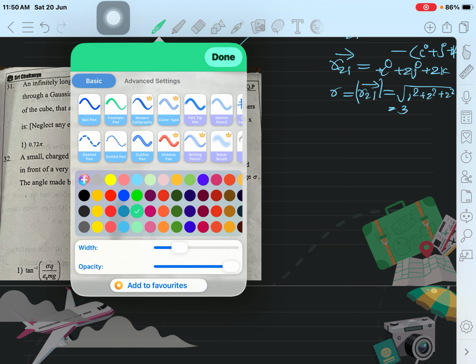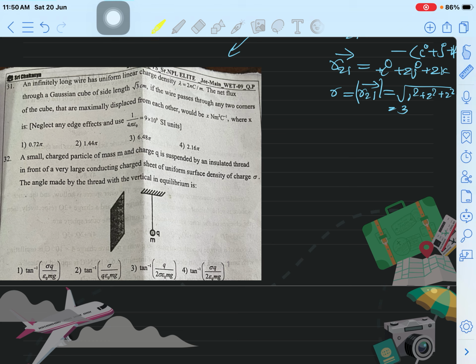Now here it is given an infinitely long wire of uniform charge density lambda. So it is an infinite wire having a uniform charge density lambda. Given data is lambda first. The net flux through a Gaussian cube of side length, for example, an infinite wire is there. Now there is a Gaussian cube of side length root 3 centimeters.